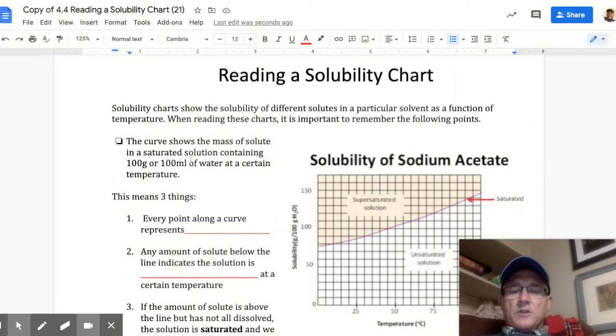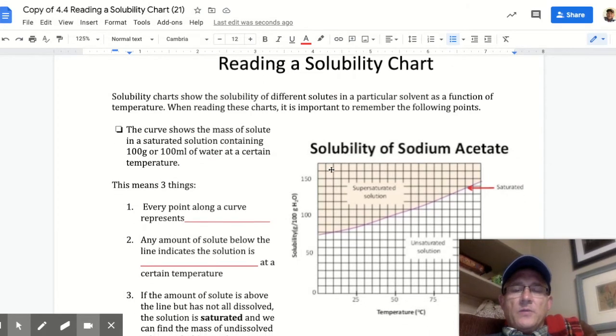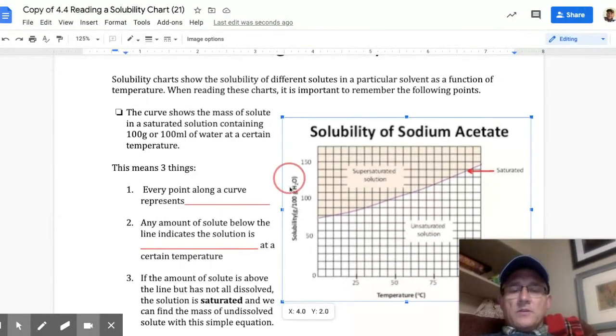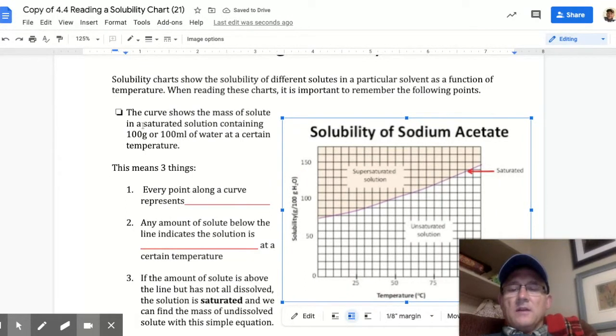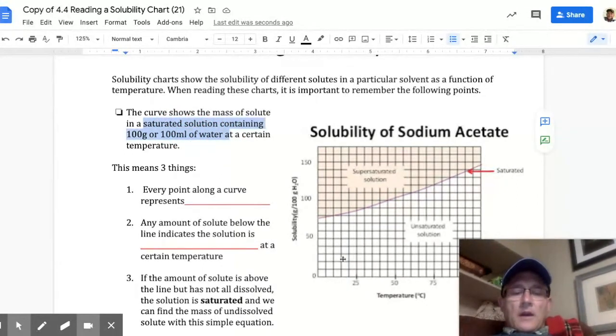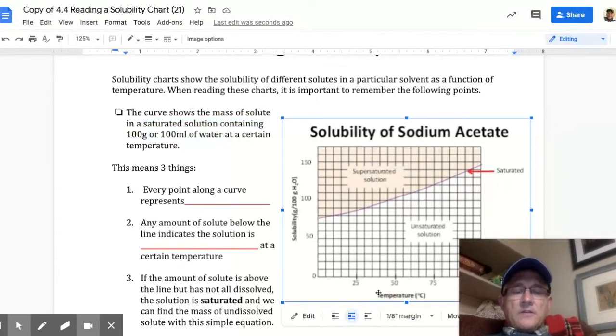So in this portion, I'm just going to show you a little bit more detail about reading a solubility curve. A couple of things that you should notice: pay attention to the y-axis. On this axis, you're going to be able to determine that you have a saturated solution that contains 100 grams or 100 milliliters of water. And then on the x-axis down here, you notice that it's showing you temperature in degrees Celsius. So it's really important as you're reading these curves that you're paying attention to the y-axis, which says solubility, and the x-axis here, which has temperature.